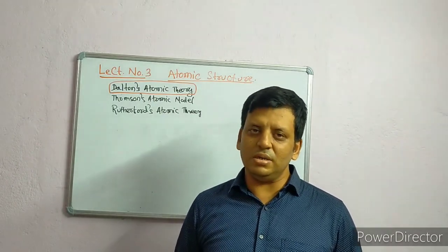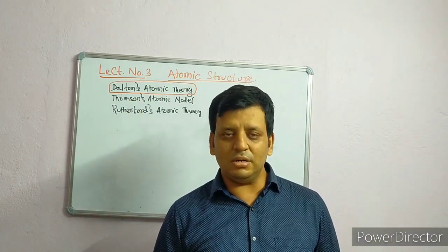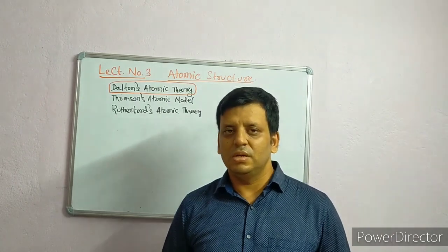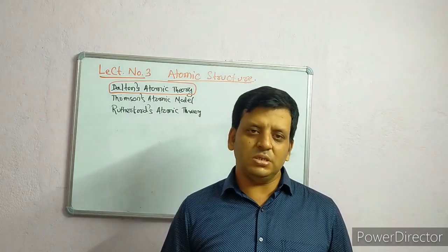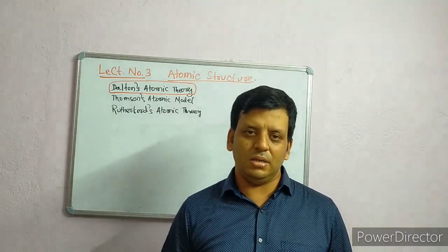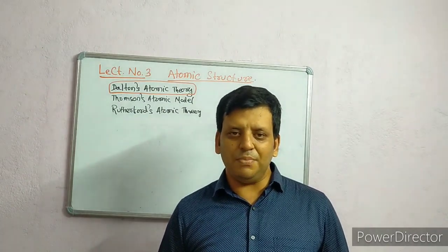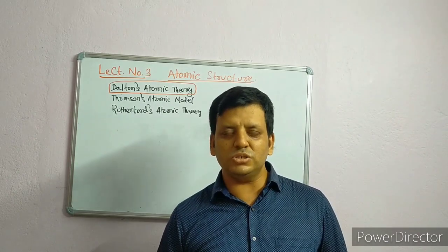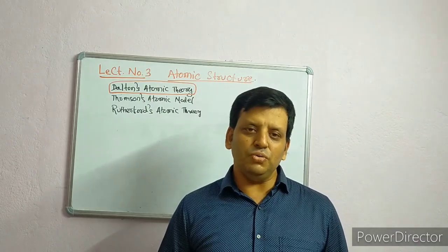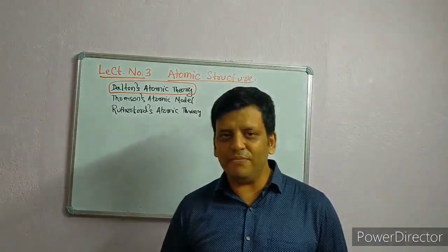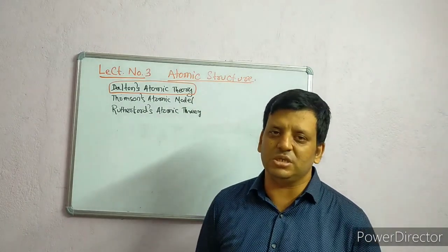So let us come to Dalton's atomic theory. In this lecture, we are going to study about Dalton's atomic theory. This theory was proposed by English chemist John Dalton in 1808. It was first of its kind in which a systematic and scientific approach was made to study the structure of the atom. His theory is based on two laws. One of them is the law of conservation of mass, another is the law of constant composition.